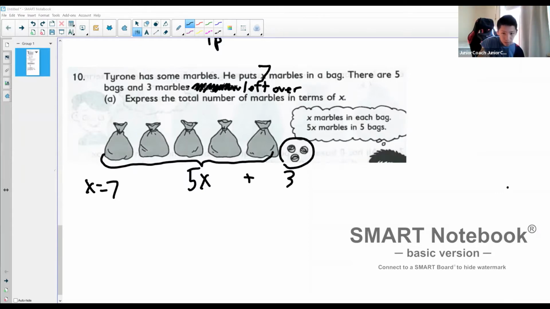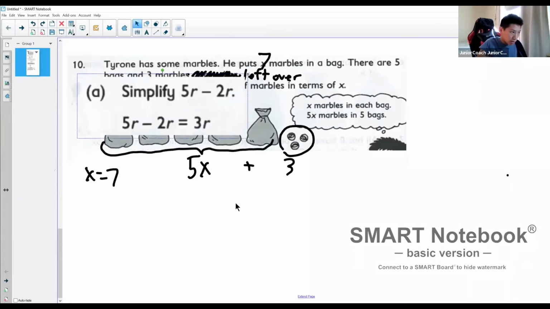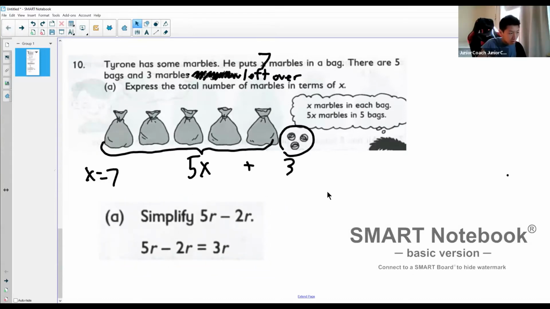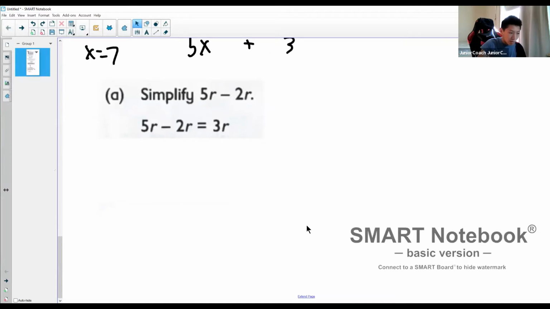Now we're going to work on some simplification, okay? Sometimes you will get a problem that has an unknown, and we can't actually solve the problem because we do not know the unknown. However, we can make it easier, so if we ever do know the unknown, we can solve it quickly. For example, this question: simplify 5r minus 2r, okay? We don't know what r is, so we can't ultimately get the answer.